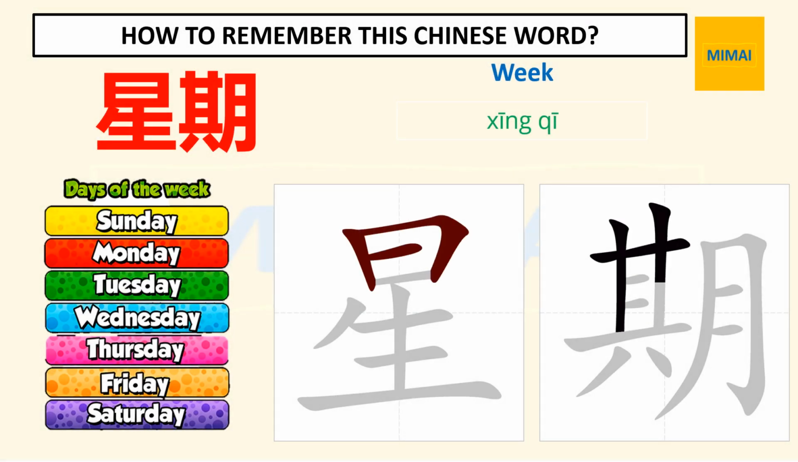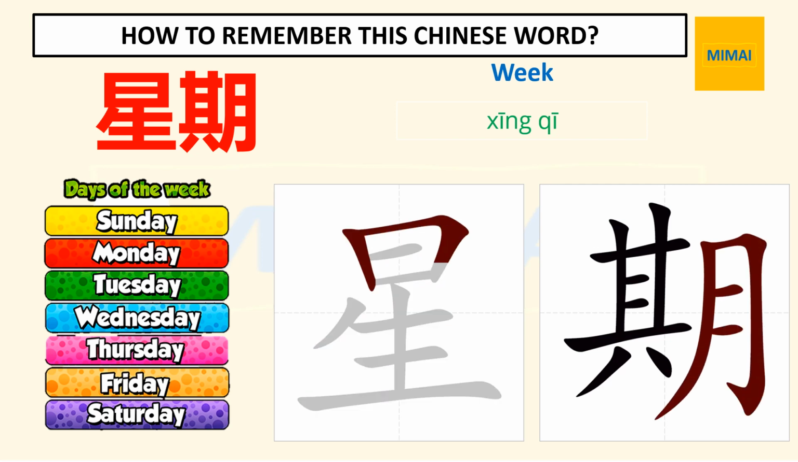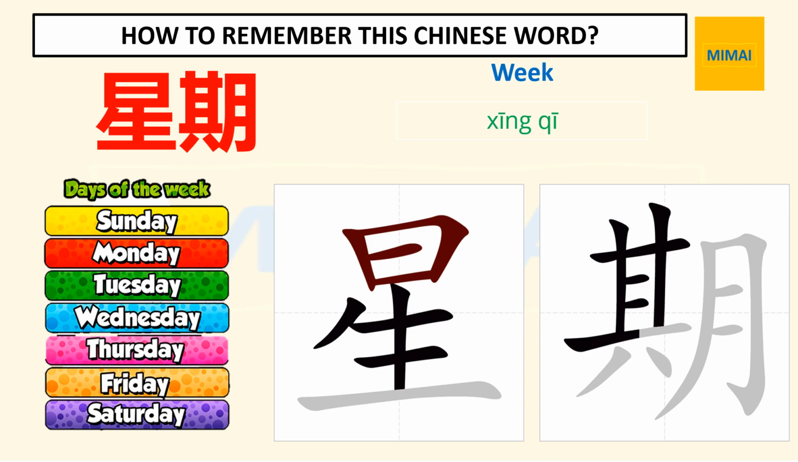Now we learn how to write the Chinese word of week. This word is the combination of two letters. This word is pronounced as follow. 星期.